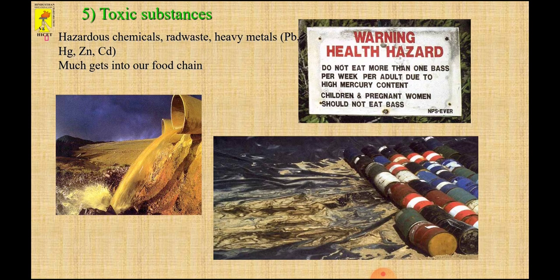Then the presence of toxic substances like lead, mercury, zinc and cadmium affects our food chain, called biomagnification. So we are directly or indirectly consuming the aquatic lives in marine water. The hazardous substances, lead, zinc and cadmium, are indirectly connected to our food chain, and human health can also be affected.